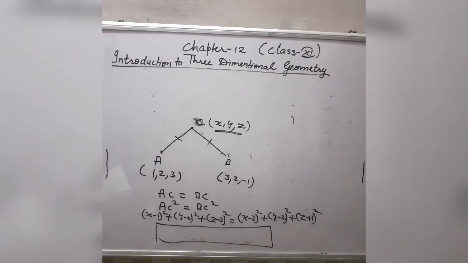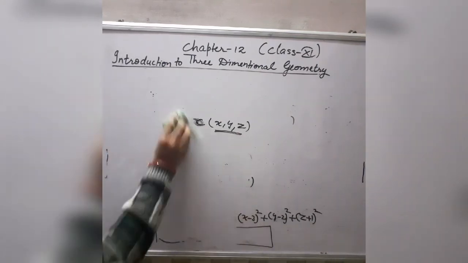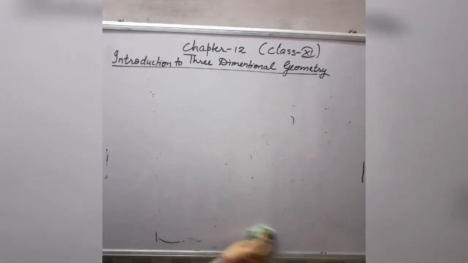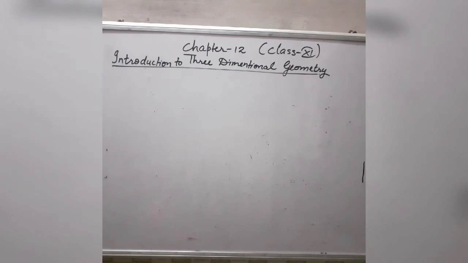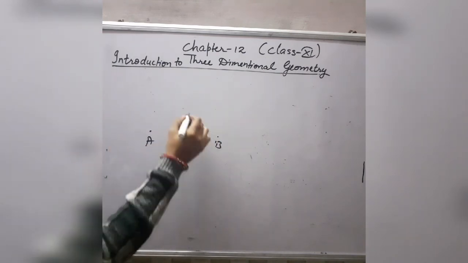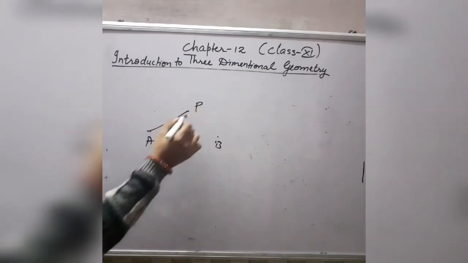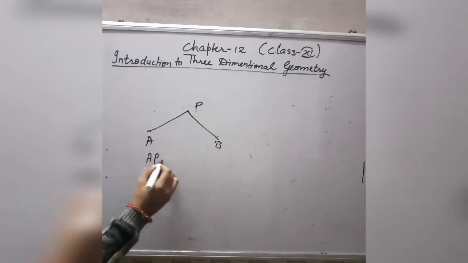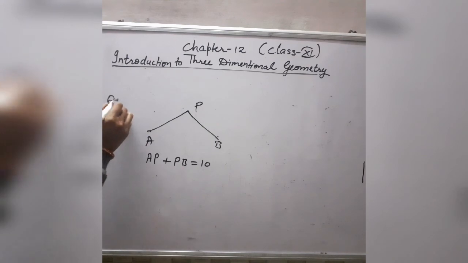Next, the last question of this exercise: find the equation of the set of points P, the sum of whose distances from points A and B is equal to 10. In question number 4, distances were equal, but now in question number 5, the sum of distances is equal to 10. So let us suppose this is point A, this is point B, and here P is any point, and the distance of point P from A and B, meaning AP plus PB, is equal to 10. This is given to you.